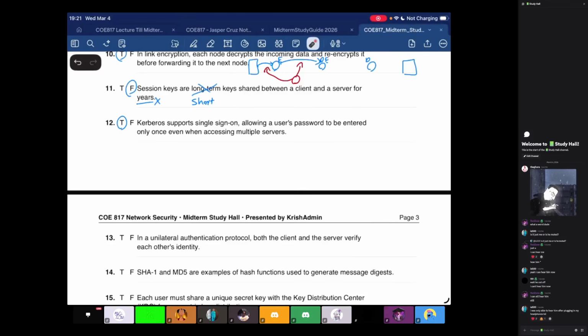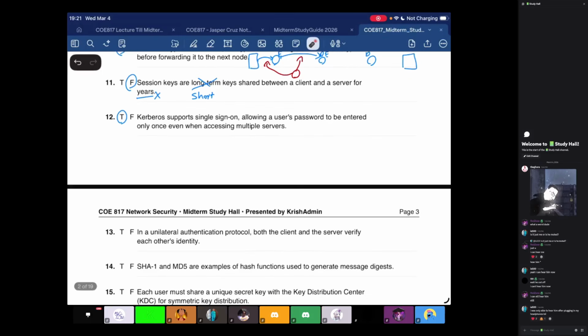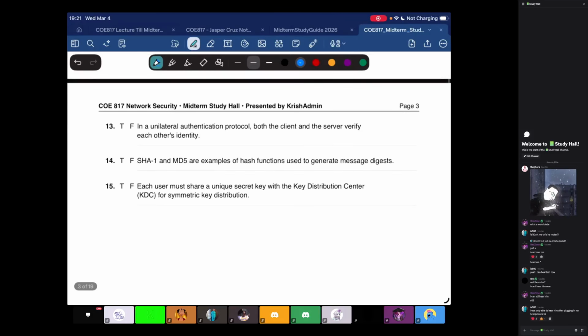Making this statement true, you only need to sign on once before moving on. And the ticket granting ticket, once you obtain that, you don't need to enter your password again. That's the actual definition.